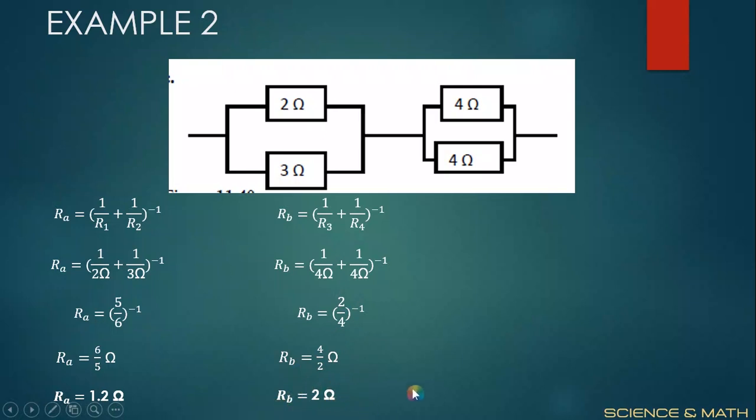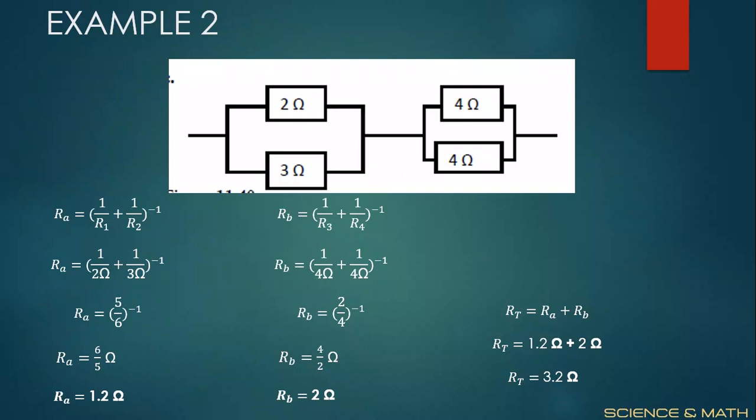Now remember, this section and this section will be in series with each other. So how do we calculate the resistance of resistors in a series circuit? We just simply add. So the total resistance is going to be RA plus RB. RA is 1.2 ohms and RB is 2 ohms. When you add that, the total resistance of the circuit is supposed to be 3.2 ohms. So that's how you are supposed to calculate the total resistance in a circuit.